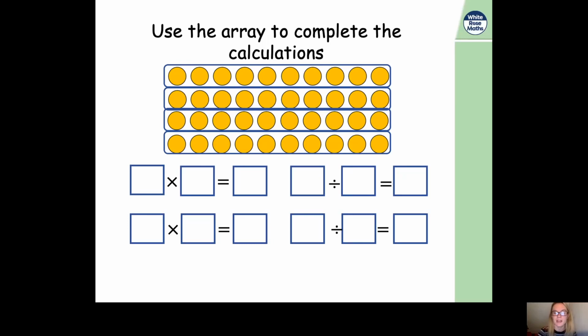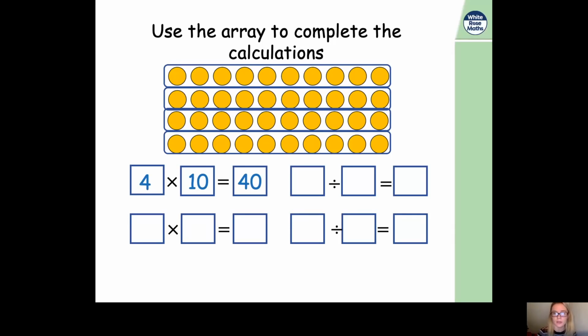Okay, year 2, so let's start with the multiplication. Well, how many rows are there? There are 4 rows. And how many counters in each row? Yes, there are 10 counters in each row. So we can write 4 multiplied by 10 equals 40.